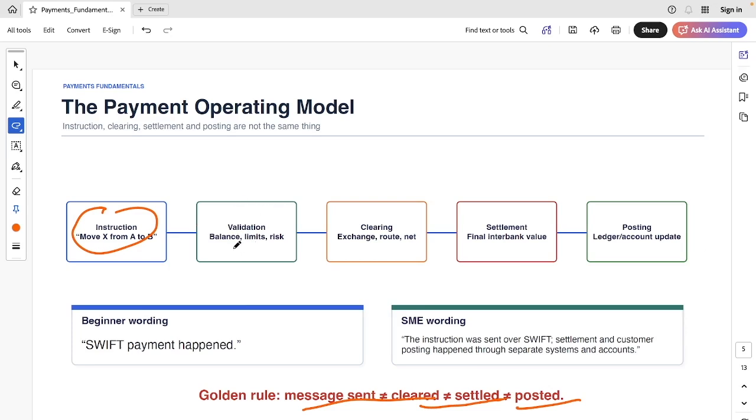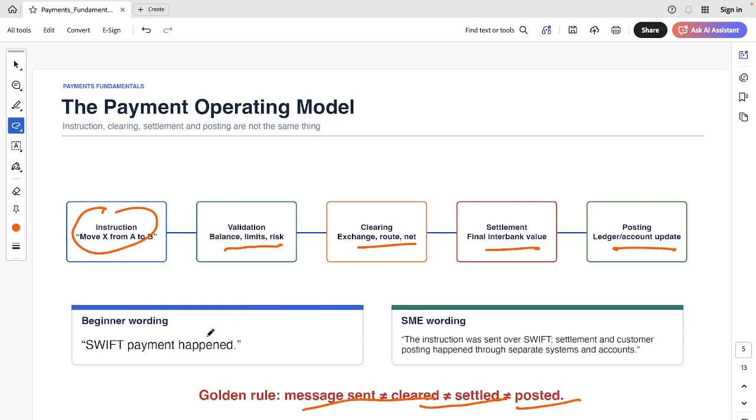That will go to validation. Validation basically means the bank checks whether the account is valid, balance is sufficient, limits are okay, fraud rules are satisfied, and compliance checks are passed. Clearing means exchanging, routing, validation, and sometimes netting of obligations between banks. Settlement means final interbank value movement. This is where obligations between banks are actually discharged. Posting means customer or ledger accounts are updated. This is when the account balance reflects the debit or credit.